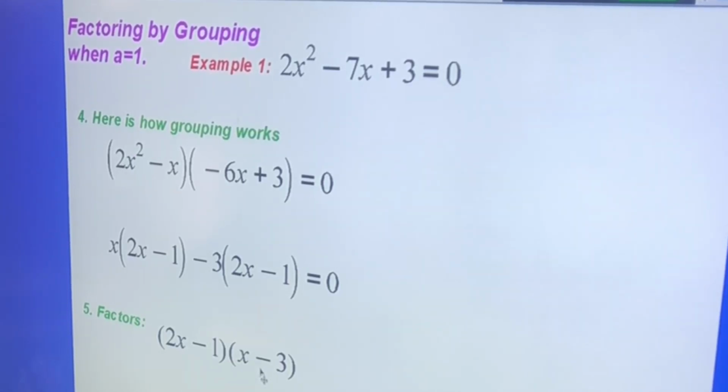This is factoring by grouping. Stay tuned for the next video where I teach you how to factor by graphing.